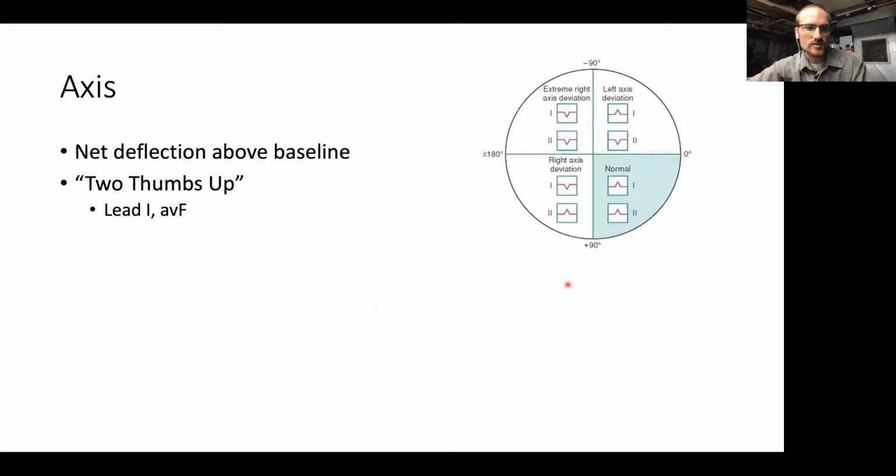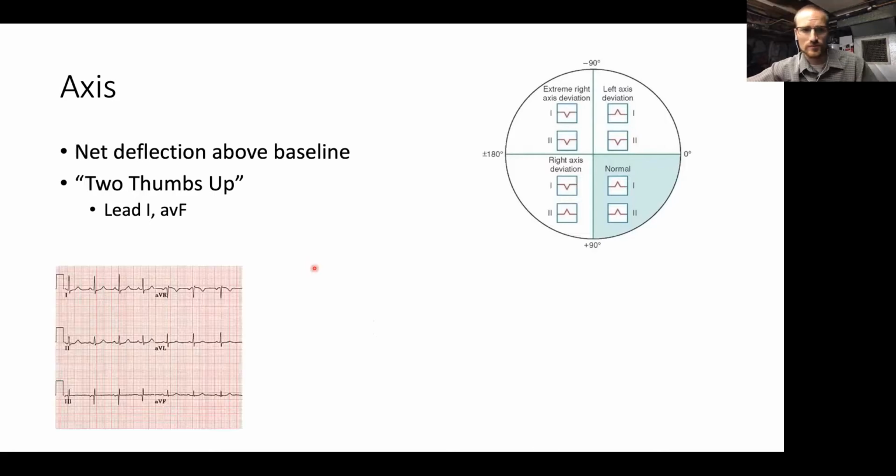So then we get to axis. Two thumbs up is going to be the way to go. This is a little misnomer. The two should be AVF here. So lead 1 and AVF, you're looking at the net deflection above baseline, which means, is it pointing that direction? I'll do this first one, then I'll have Rachel do another one. You have limb lead 1, positive deflection, so your left hand goes up, and you have AVF, positive deflection, greater above the baseline than below the baseline. So you have two thumbs up, you are normal axis, hurrah.